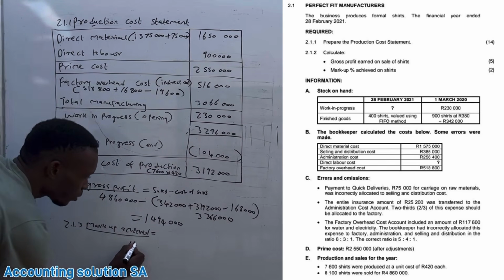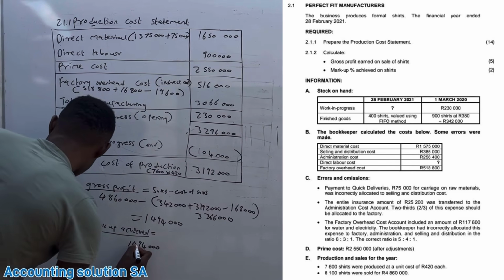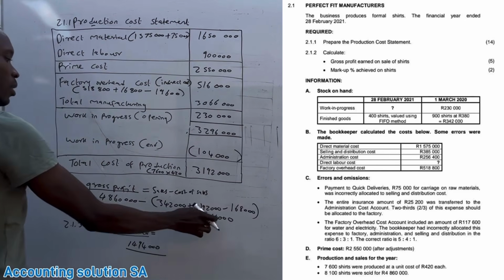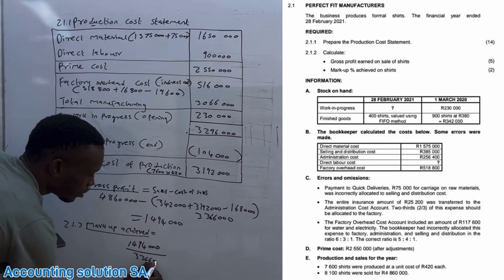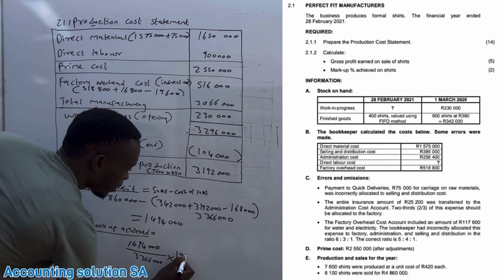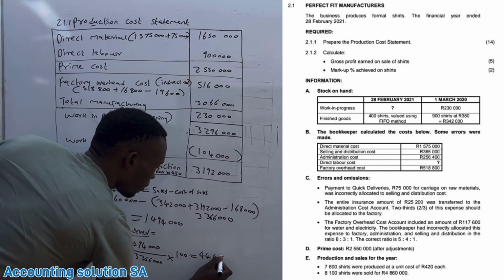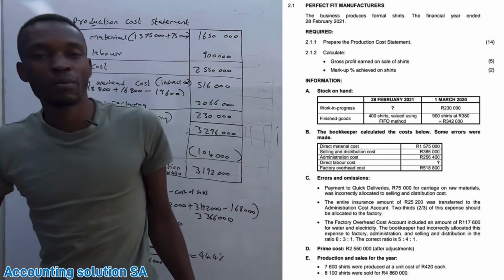It's 149,400, and then you divide by the cost of sales. Cost of sales, we calculated it here. It's 3,366,000. Then you multiply by 100. Then it's going to give you 44.4%. That's how simple this question paper was.